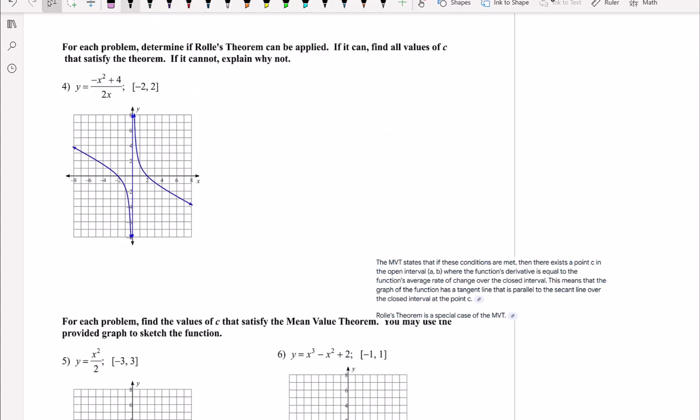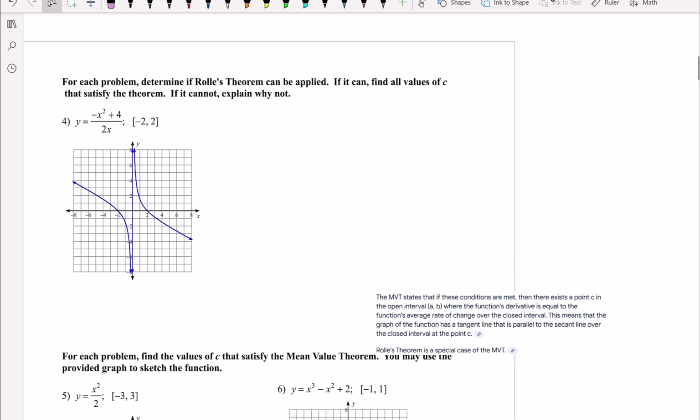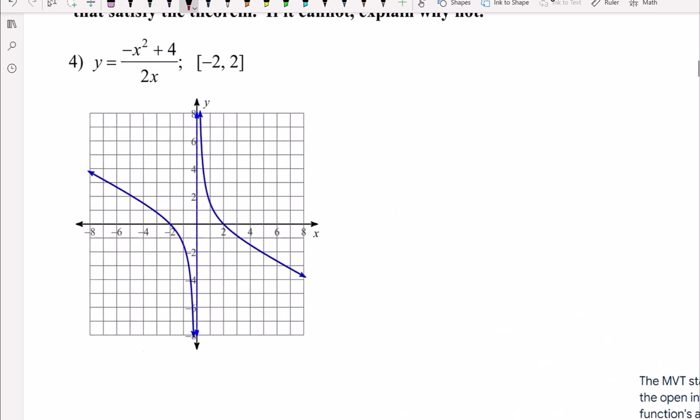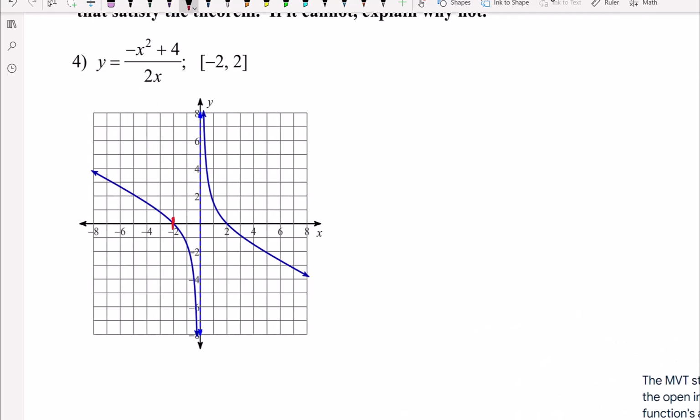Now, sometimes they're going to ask, can it be applied? Well, the very first thing you're going to do is look at the interval, -2 to 2. Look at that, there is an asymptote, so it does not meet this first criterion. Is f(x) continuous on the closed interval? It is not.